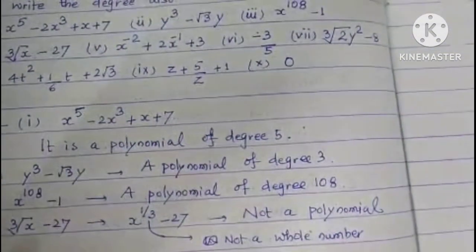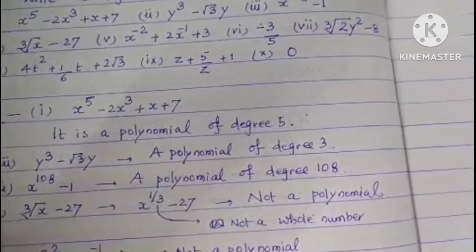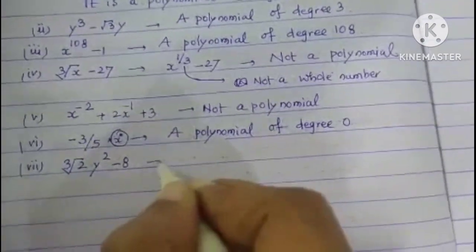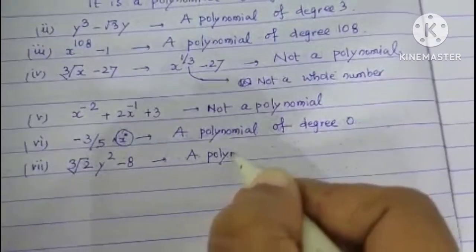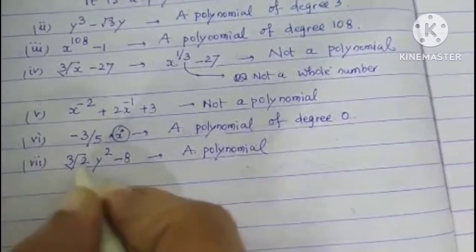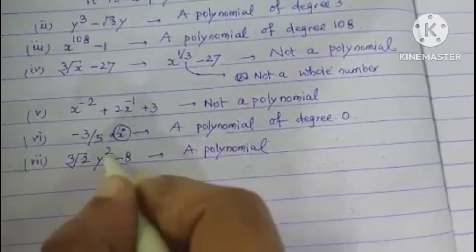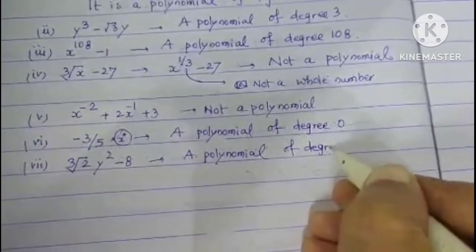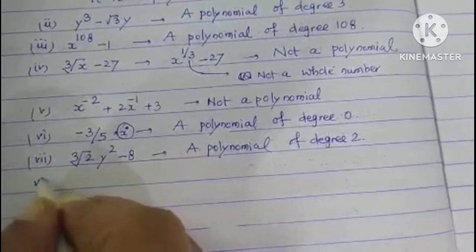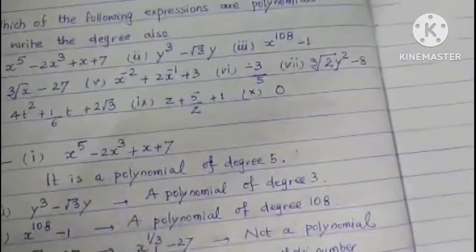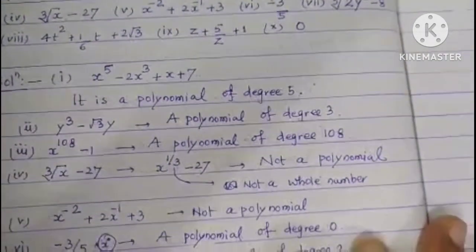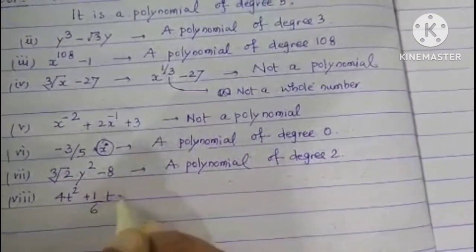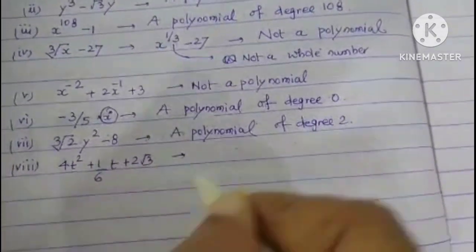Now seventh one: cubic root of 2 y square minus 8. So this will be a polynomial. Whatever be the coefficient, the power is non-negative and a whole number. So it will be a polynomial of degree 2. Now eighth question: 4t square plus 1 by 60 plus 2 root 3. So this will be a polynomial.